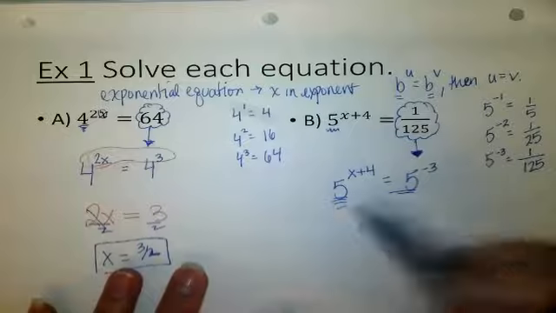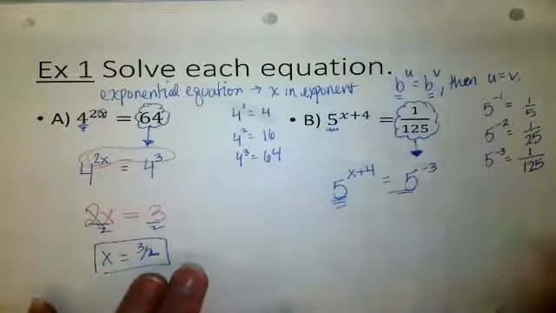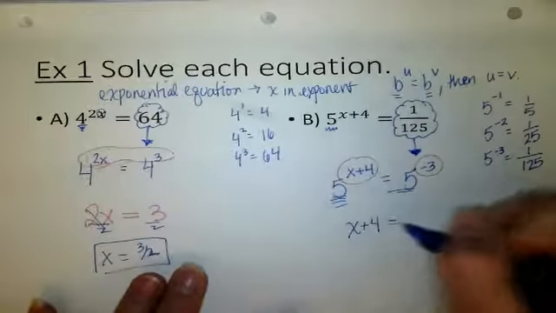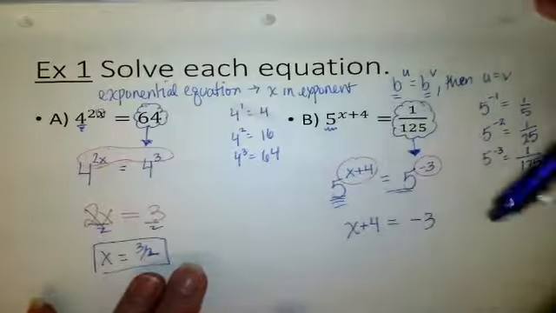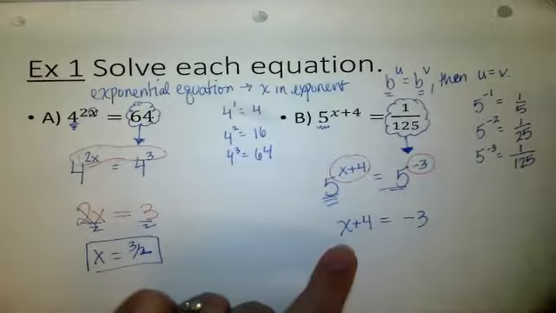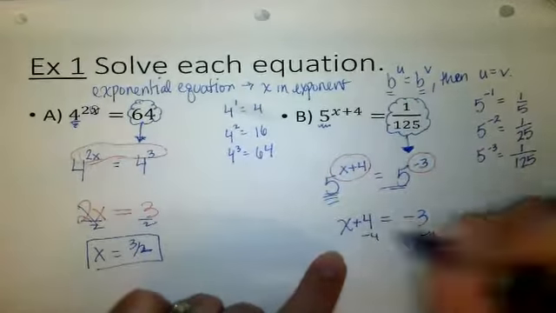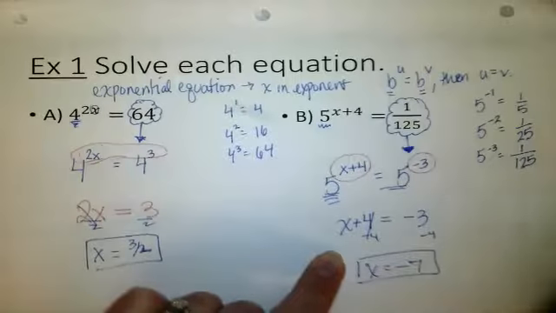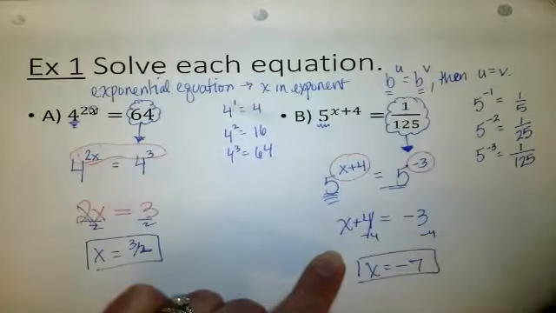Now, if my bases match, what must be true? U equals V. The exponents, x plus 4, must equal negative 3. And then you can solve for x really easily. So we can turn this exponential equation into just a linear one, which is super nice. What do we need to do to isolate x? Subtract 4, so we get x equals negative 7. Okay. Questions so far?